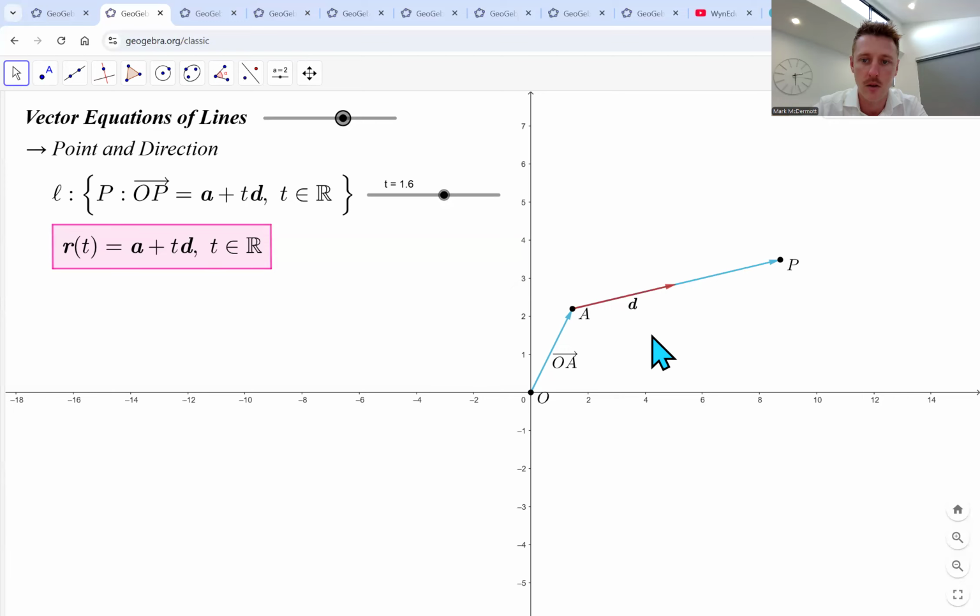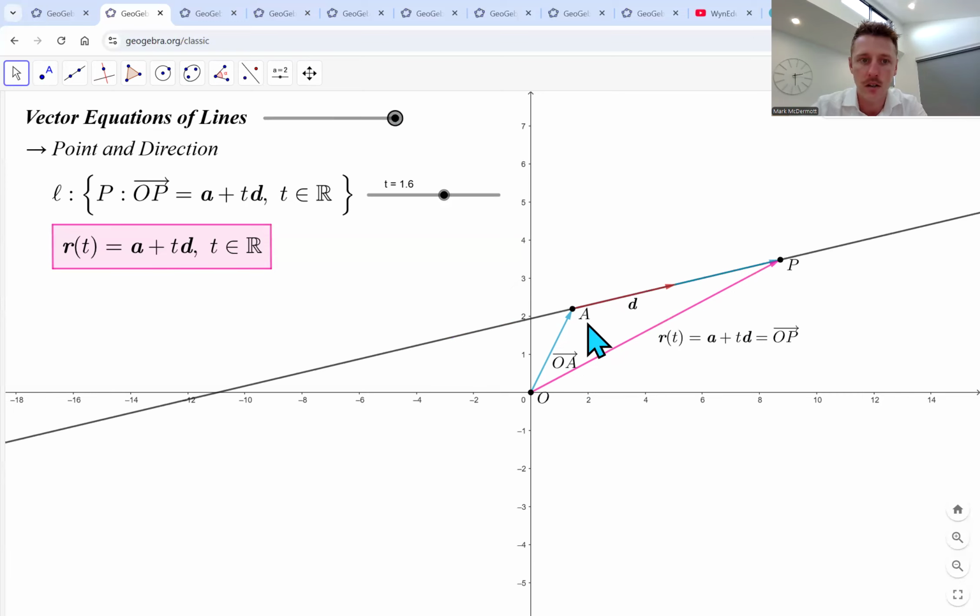And you can see O to P is this vector equation. a plus vector d multiplied by some scalar t is the vector OP, which is also r(t), which is defined as vector a plus t groups of vector d. So yeah, that's what you get.